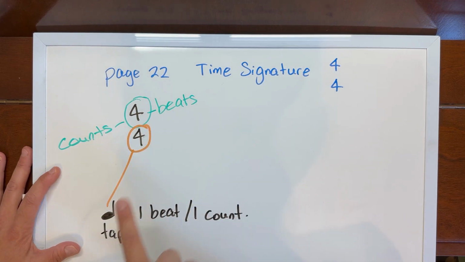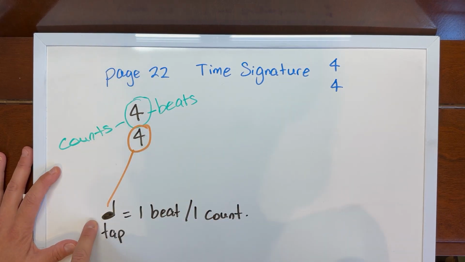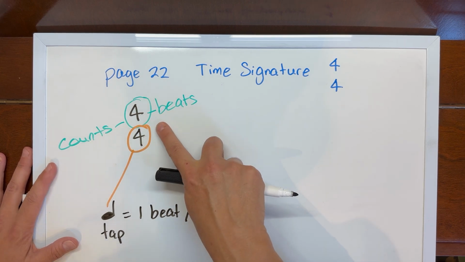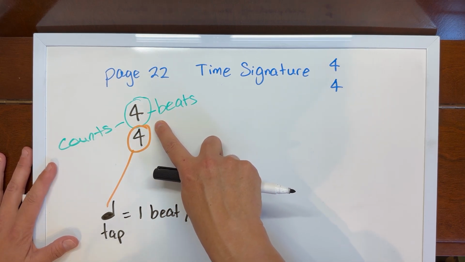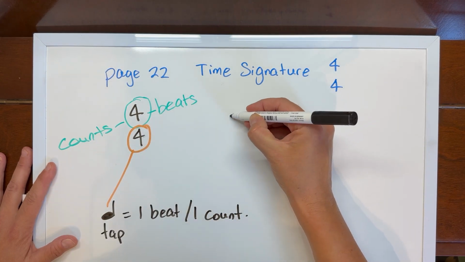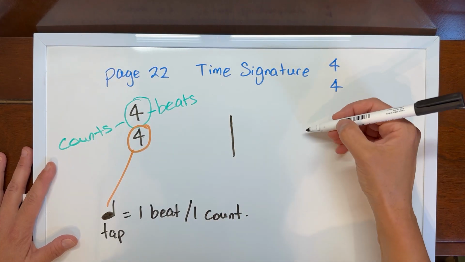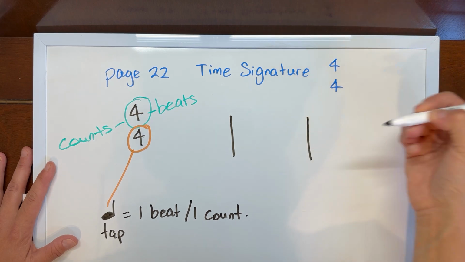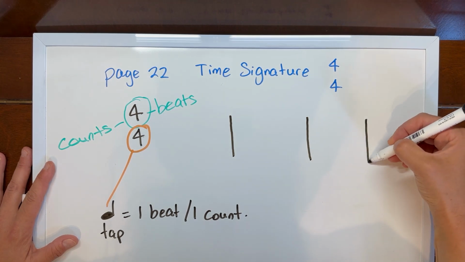The 4 on the bottom represents the tap note, which means that each tap note equals 1 beat or 1 count, okay? So the 4 on the top tells us that we're allowed to have 4 beats or 4 counts in every bar. So let's say that's the bar there. These are the bar lines dividing the music, right?